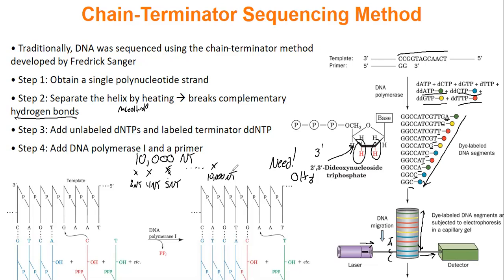But if you're only talking about like 400 nucleotides, you can run this enough by brute force and get the sequence of what you want because of this method.